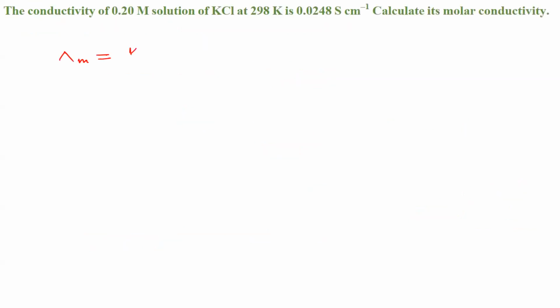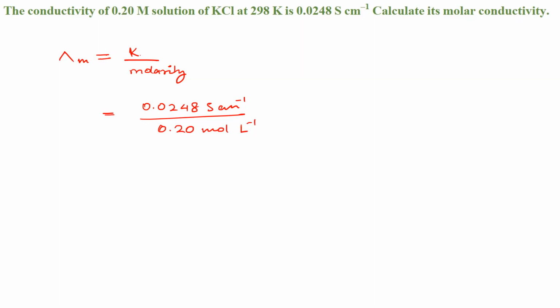Next, so lambda m will be equal to kappa divided by the molarity. So what is kappa given here? 0.0248 Siemens centimeter inverse, divided by molarity. And what is the molarity given? 0.20 moles per liter.